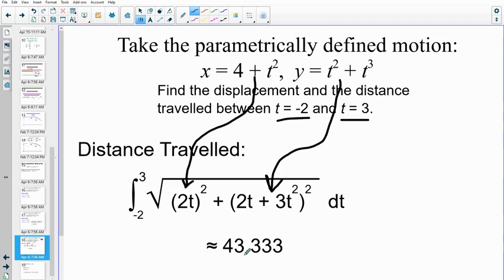And when I did that, I got a little bit bigger than what the displacement was, which, by the way, makes sense. Your distance traveled will always be greater than or equal to your displacement. The parametric curve we're looking at here is a curve. It's not a straight line. And so we see that the distance traveled is a little bit more than what the displacement was.